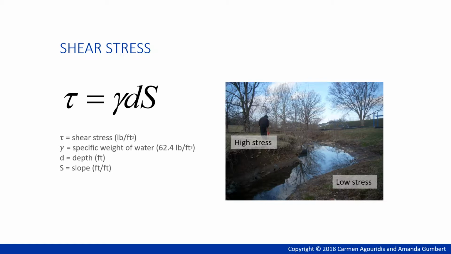It is defined as the product of the specific weight of water, gamma, hydraulic radius, which is often approximated by depth, or d, for wide streams, and slope, or s. The shear stress equation states that as slope and/or depth increase, the ability of the water to move sediment also increases. Understanding the factors that control shear stress is critical to understanding why streams erode.